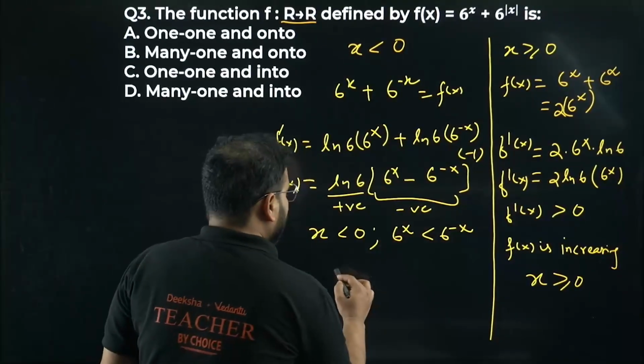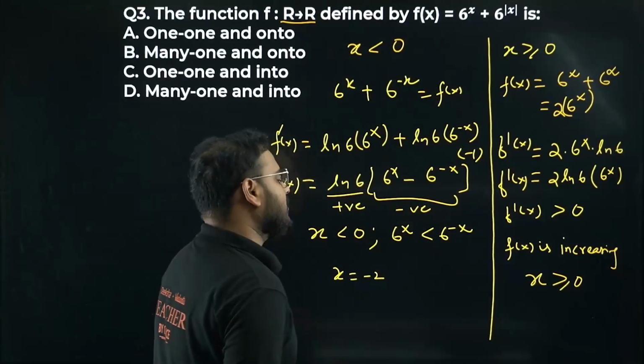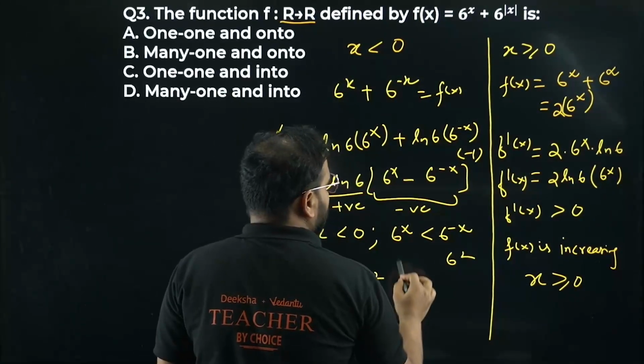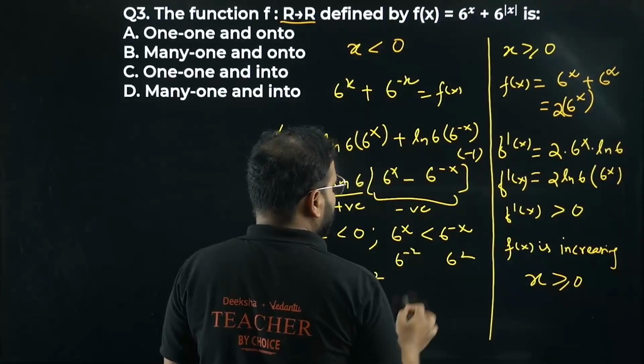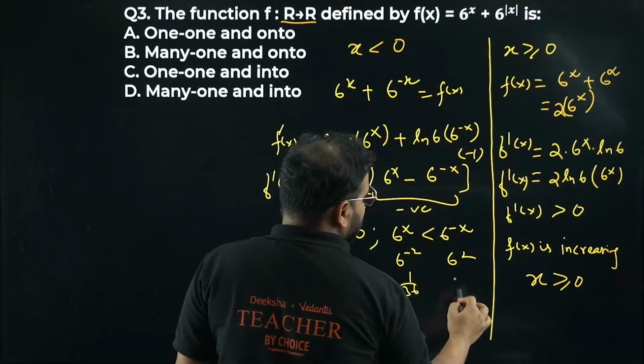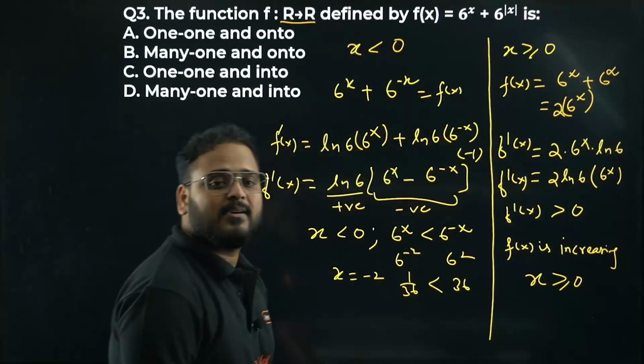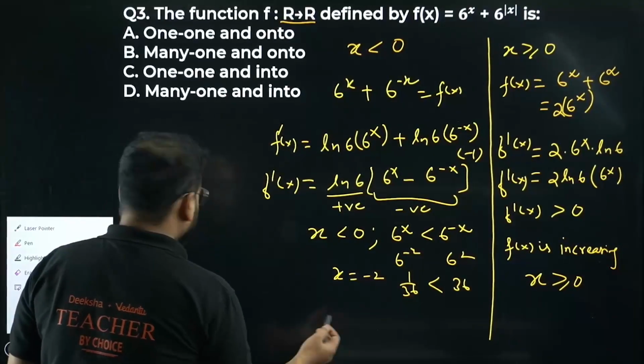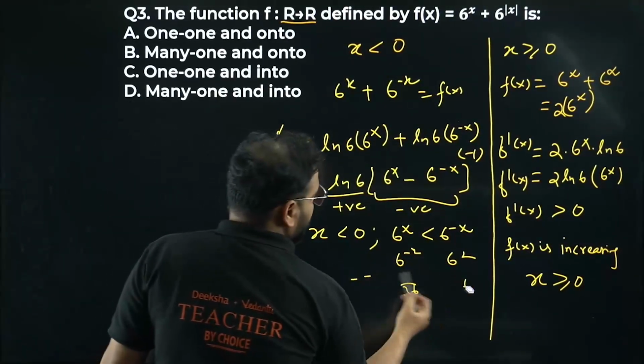Think about it. If I take x as minus 2, what will happen to this? 6 power minus 2 will become 1 by 36, and this is 36. Isn't this less? Yes? Okay, I'll erase this part. One second, let me just take it out.